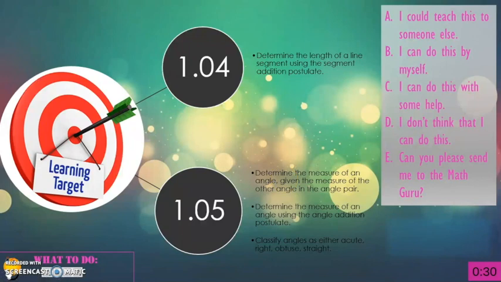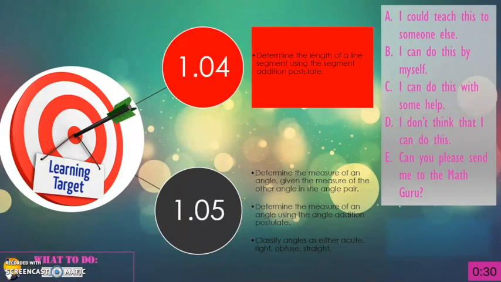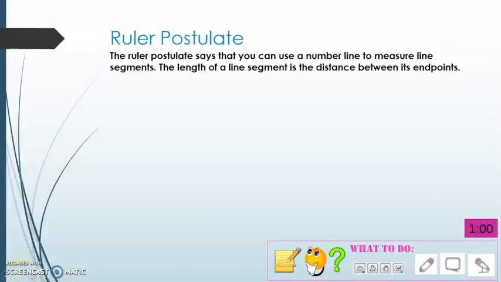All right, so today's objectives are to determine the length of a line segment using the segment addition postulate, and then to do similar steps with angles, and then determine types of angles and then angle pairs as well. All right, so our first step, we are going to determine the length of a line segment using the segment addition postulate. So here's our first postulate of many that we will see in geometry.